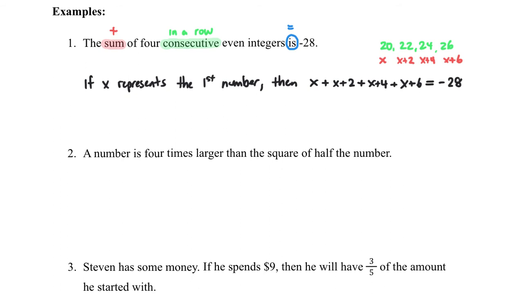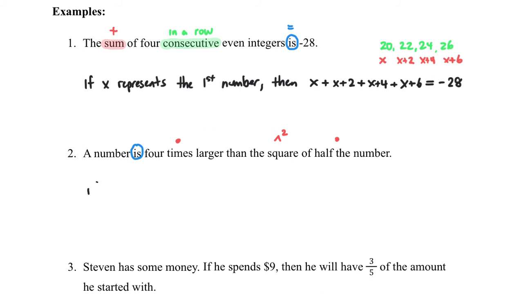Okay, let's try a couple more. A number is 4 times larger than the square of half the number. So a number is 4 times larger. 4 times larger, so that's going to be times. 4x, than the square. Square means exponent of 2, of half the number. And that's going to end up being multiplication too. When you do half the number, you're doing times 1/2. And then let's look for that word is, which is way back in the beginning this time.